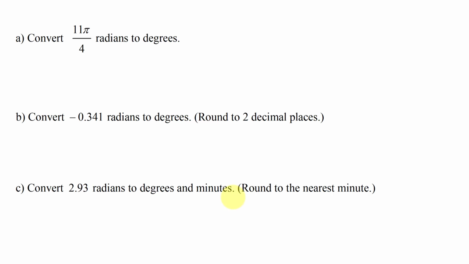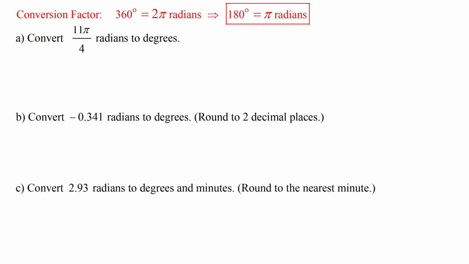It's based on 1 revolution. And remember, 1 revolution is 360 degrees, but that also equals 2 pi radians. And if we divide both sides of this equation by 2, I get the conversion factor of 180 degrees equals pi radians. Now in part A, I need to convert 11 pi over 4 radians to degrees.